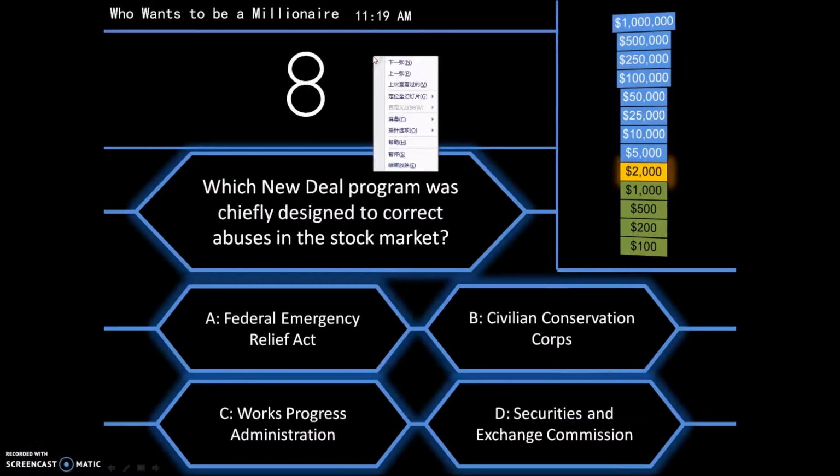Now guys, I think you might be wondering, there are just many alphabet agencies in the New Deal program. Unfortunately, we need to be familiar with them, and we can memorize them much better if we remember the 3 R's of FDR: relief, recovery, and reform. And the stock market's problem was addressed by D, Securities and Exchange Commission.